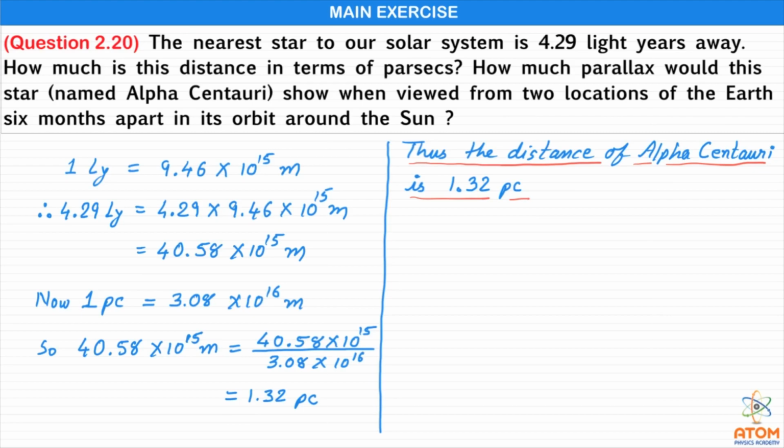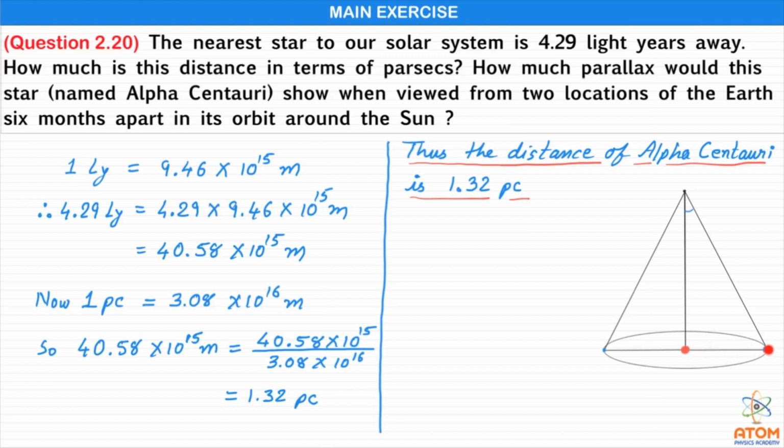Now for a star which is 1 parsec away, the parallax at that star from the two diametric ends of the orbit of Earth will be 2 seconds. Let me show you that with this figure. Here is Sun, this is Earth, and this is the Earth orbit. Earth will take 6 months to reach from one end to another end. So I am saying this becomes the diametric endpoints of the Earth orbit around Sun.